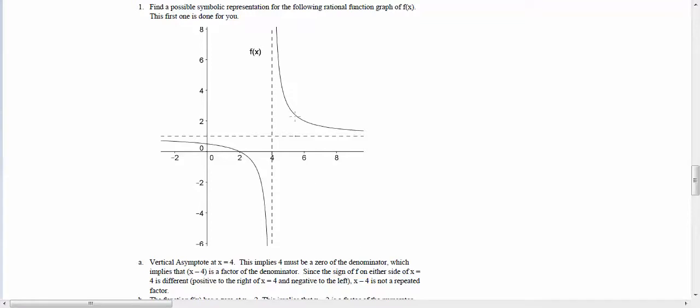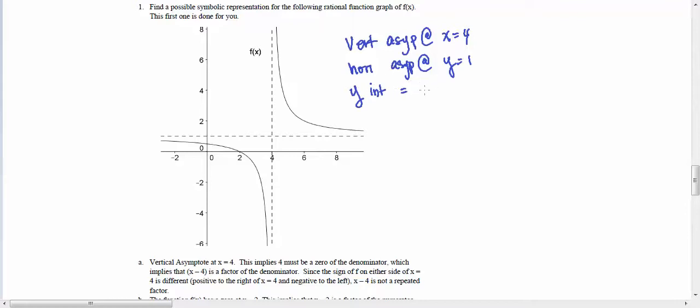I'm going to say, all right, there's a vertical asymptote at x equals 4. There's a horizontal asymptote at y equals 1. I'm just listing out all the different kinds of facts. The y-intercept is at 1/2, I suppose.